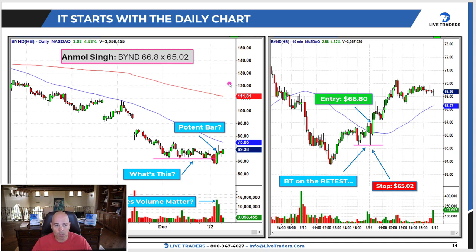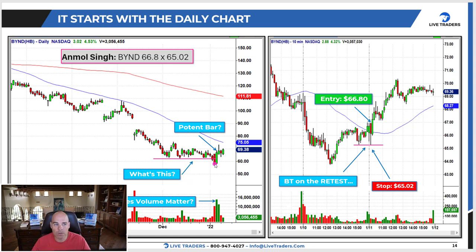Now, does this mean it's going to go back to 120? No. But we're intraday trading it. We're not core trading it. Intraday trading it. So you see the volume spike. You see the turnaround bar. This is a trend-changing turnaround bar, right? We have trend-confirming, trend-changing. This is a trend-changing turnaround bar.